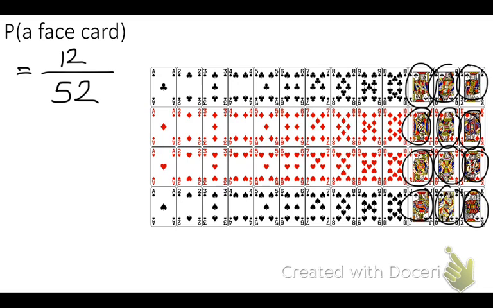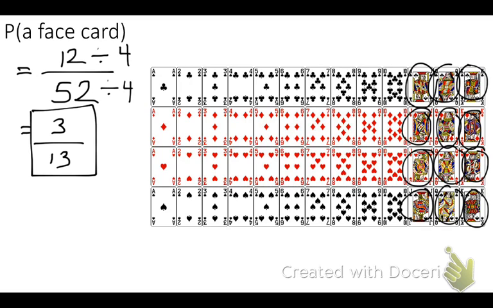And again, we like to simplify these. So let me think about what number goes into 12 and what number goes into 52. That would be 4. 4 goes into 12 3 times, and 4 goes into 52 13 times. So the probability of grabbing a face card out of the deck would be 3 out of 13.